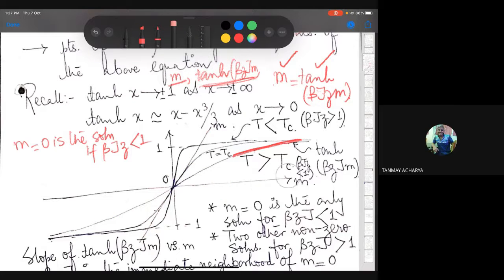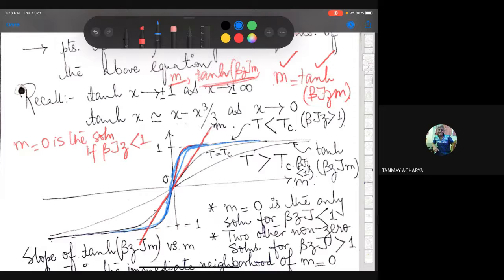What about the case when beta jz is larger than 1? Then the curve is this one. There will be many curves, but whenever beta jz is larger than 1, the curve would have to lie above this curve, right? So that means this is going to be the curve. Fine?